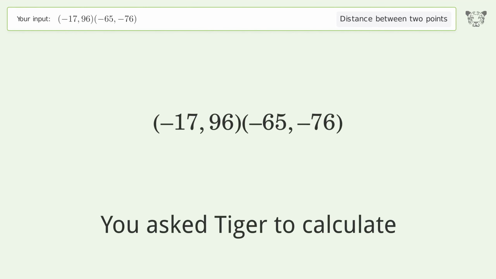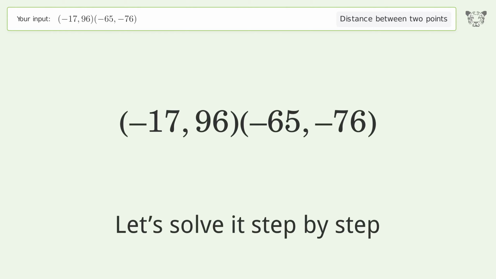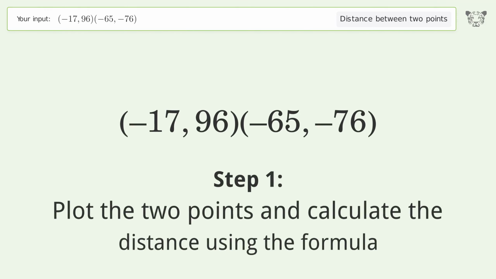You ask Tiger to calculate. This deals with the distance between 2 points. The distance between the 2 points is the square root of 31,888, or 178.572. Let's solve it step by step. Plot the 2 points and calculate the distance using the formula.